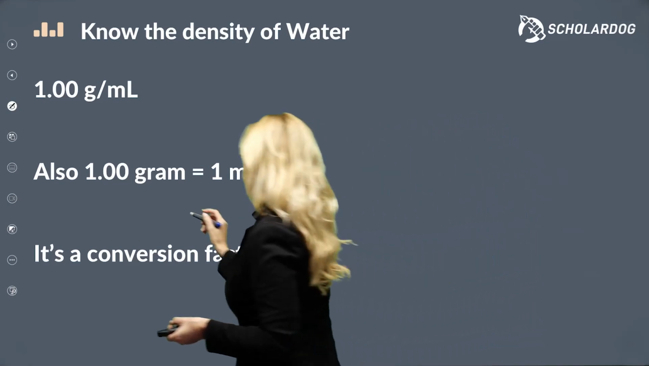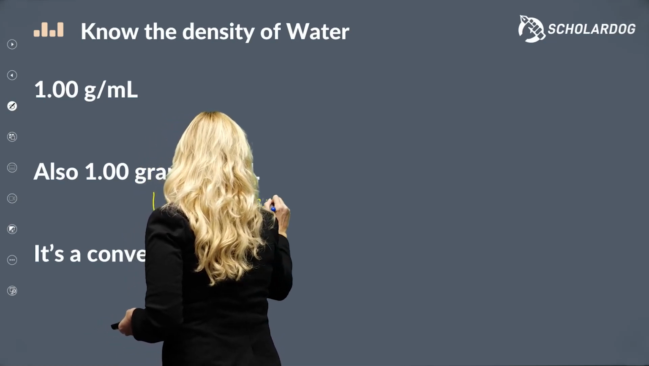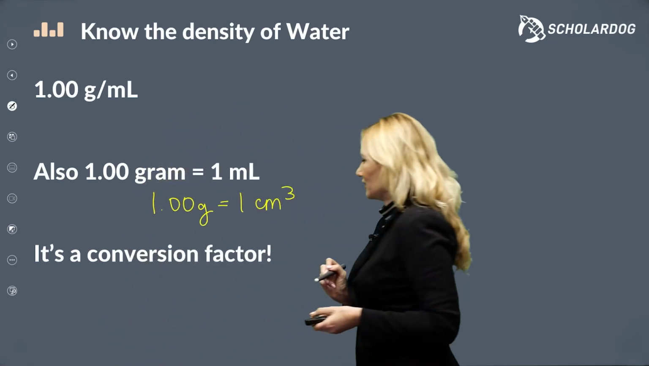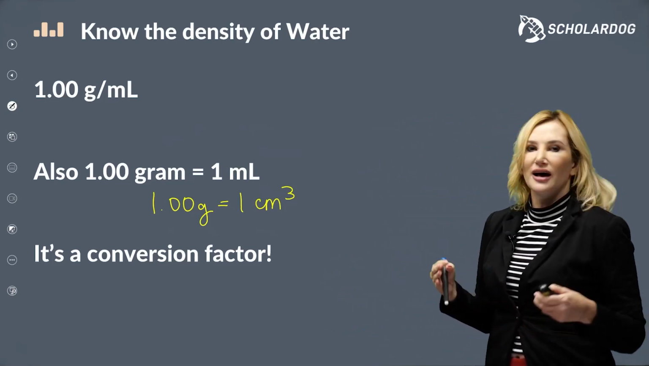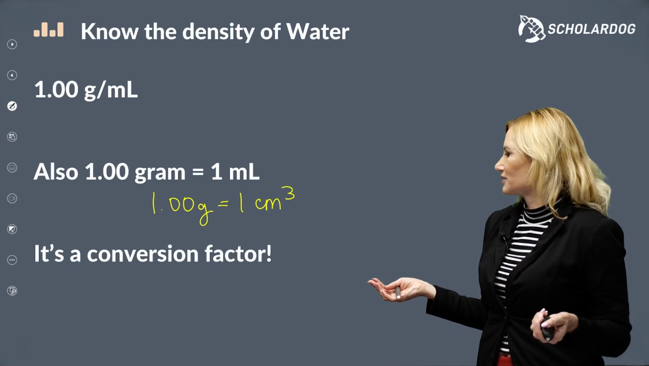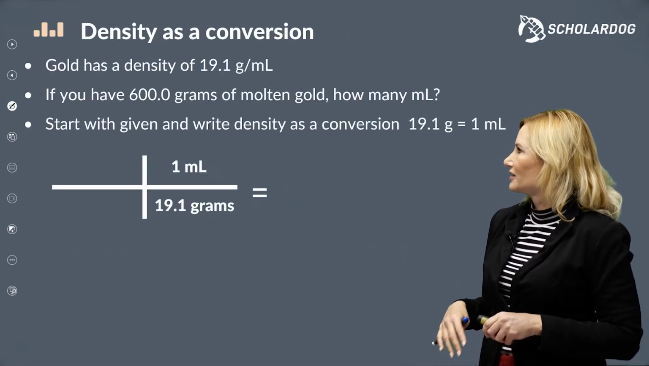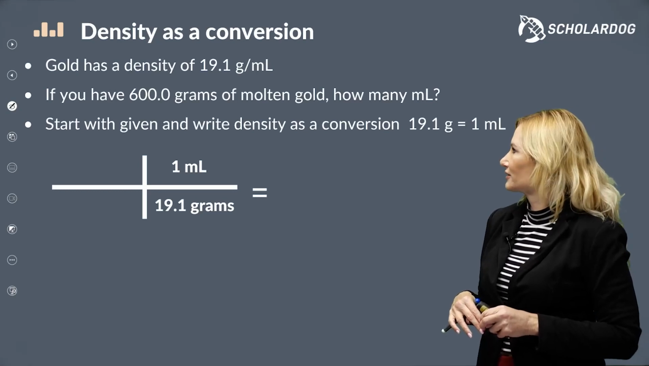We could write it as 1 gram equals 1 cubic centimeter. Again, conversion units do not limit your significant figures. They are infinite with significant figures, but it is a conversion factor. So let's try density as a conversion factor.